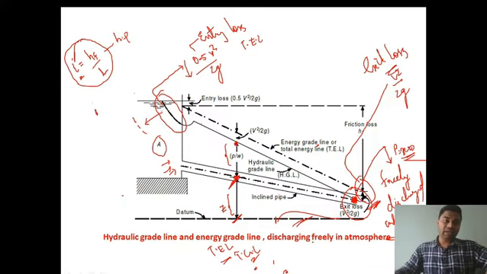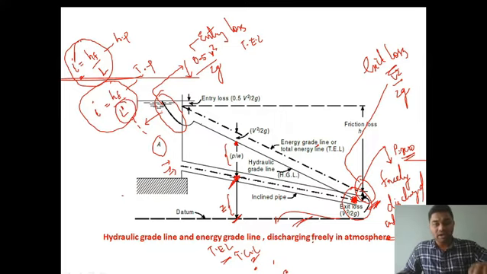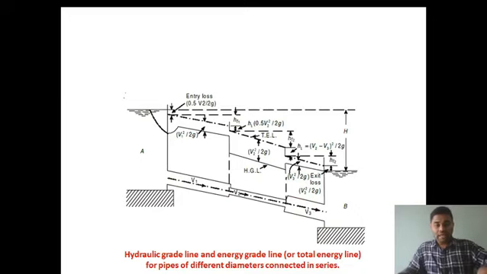In case of an inclined pipe, I is head loss divided by the horizontal projection of the length of the pipe. This is for an inclined pipe. For an inclined pipe, instead of length, we use the horizontal projection of the inclined pipe. This was about slope.